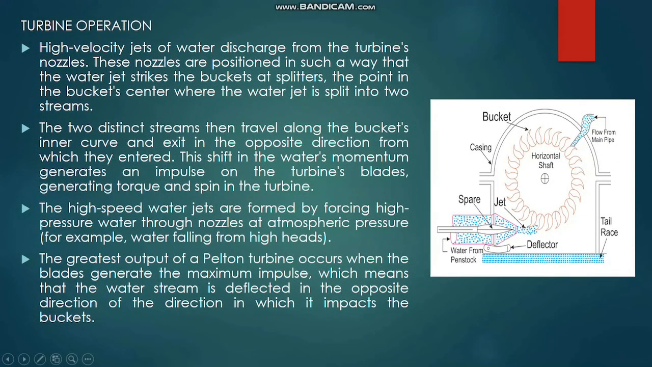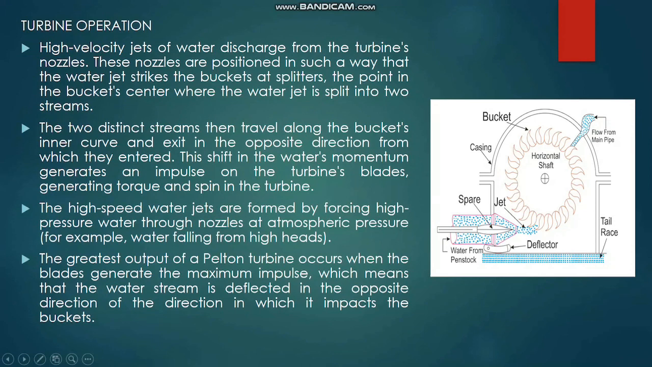Okay, final part. I will talk about the turbine operation. The high velocity jets of water are discharged from the turbine's nozzle. These nozzles are positioned in such a way that the water jet strikes the bucket at the splitter, the point in the bucket center where the water jet is split into two streams. We can show in the picture the high velocity nozzle jet striking the bucket at the splitter.